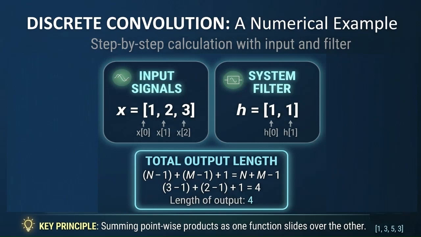Before the first contact, there is no overlap, so no output. After the last contact, again, no overlap, so no output. Only when there is overlap do we get valid outputs.